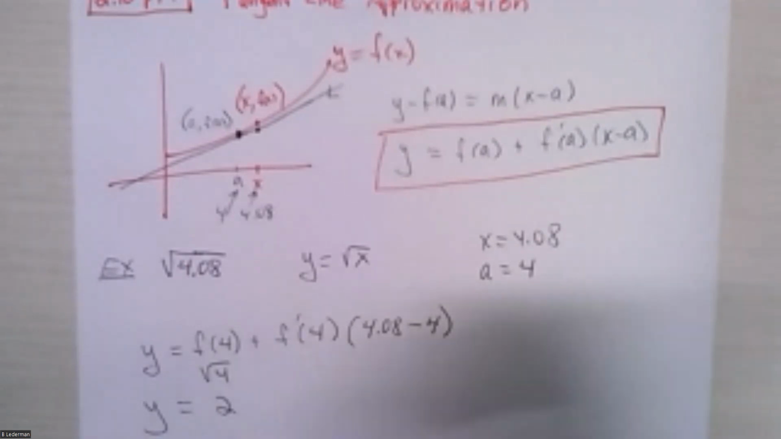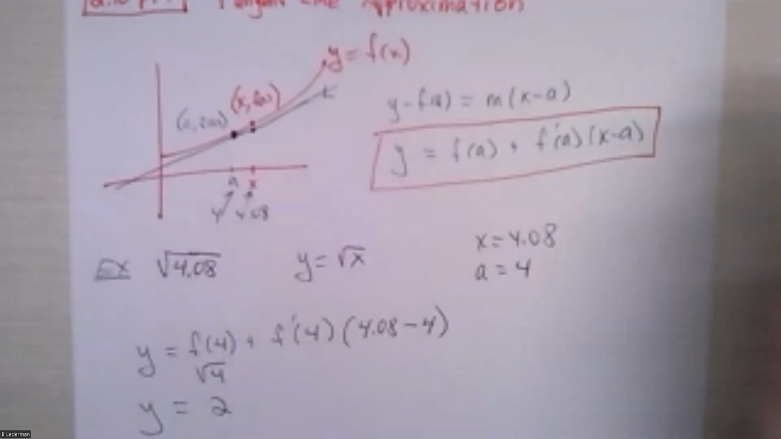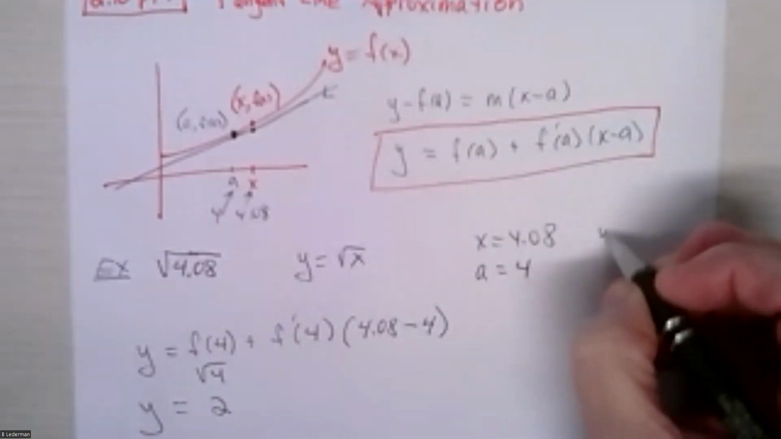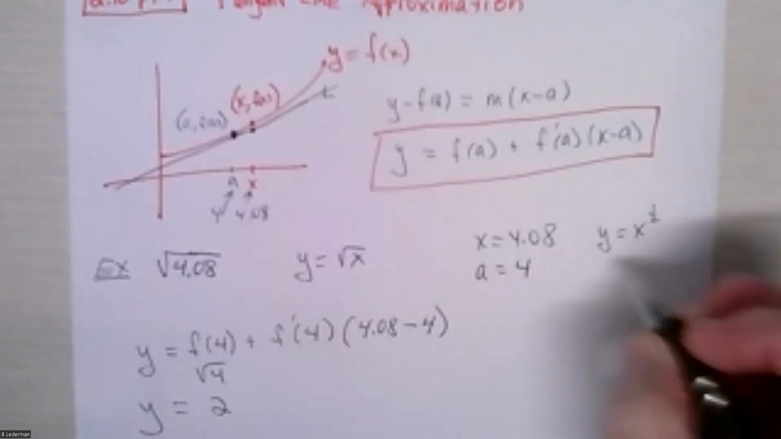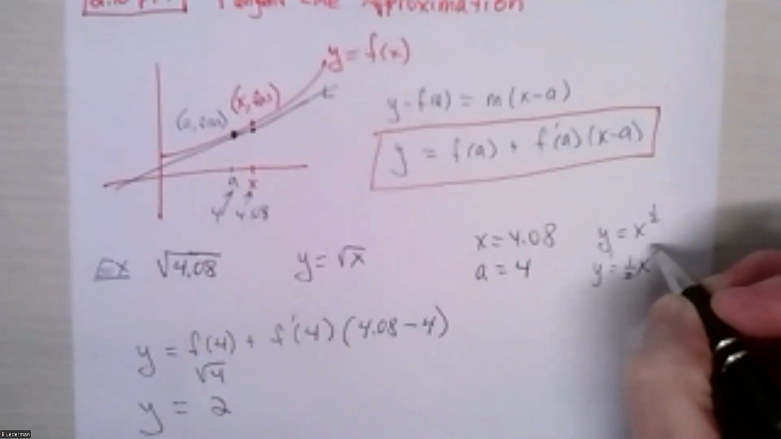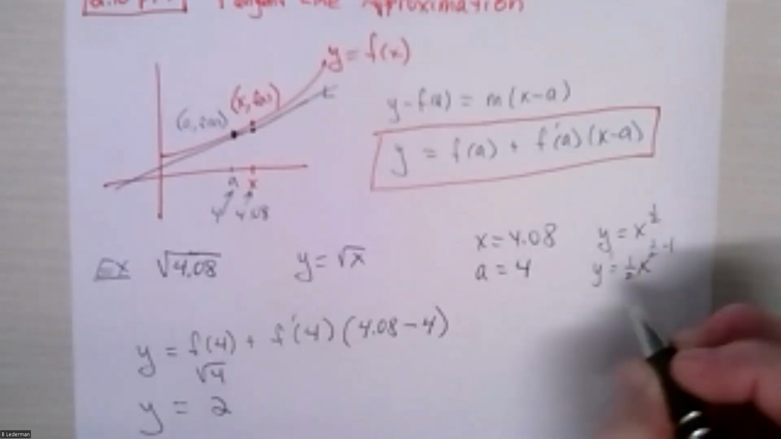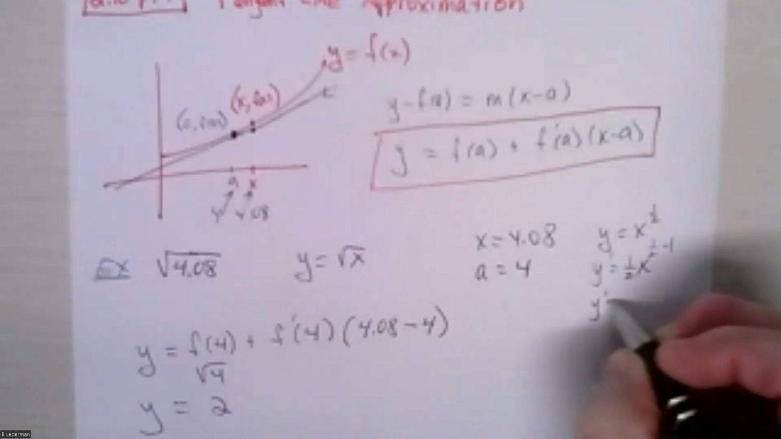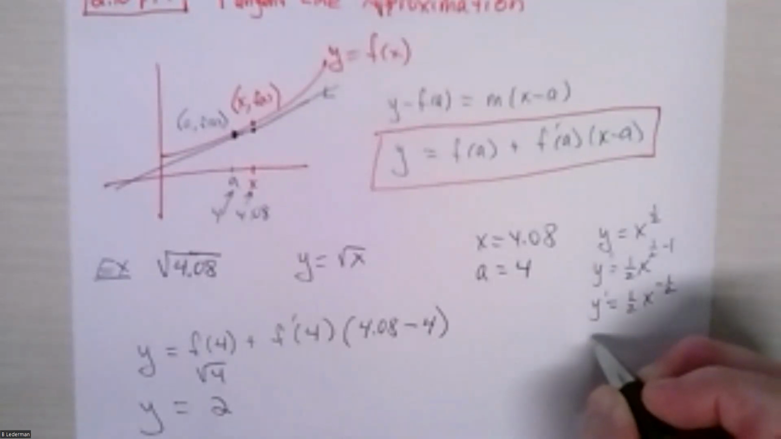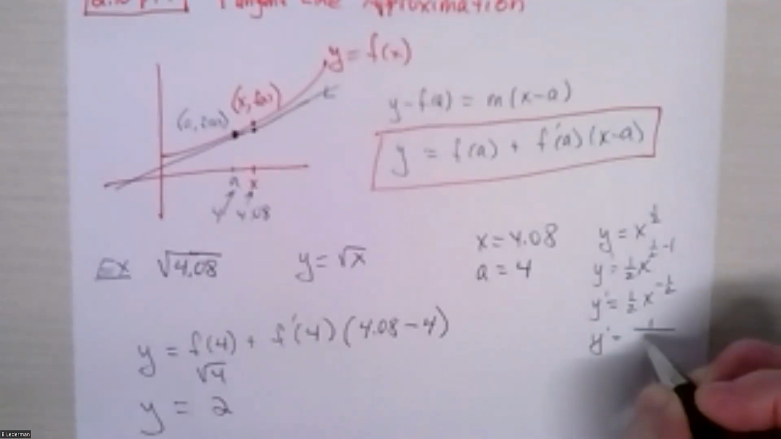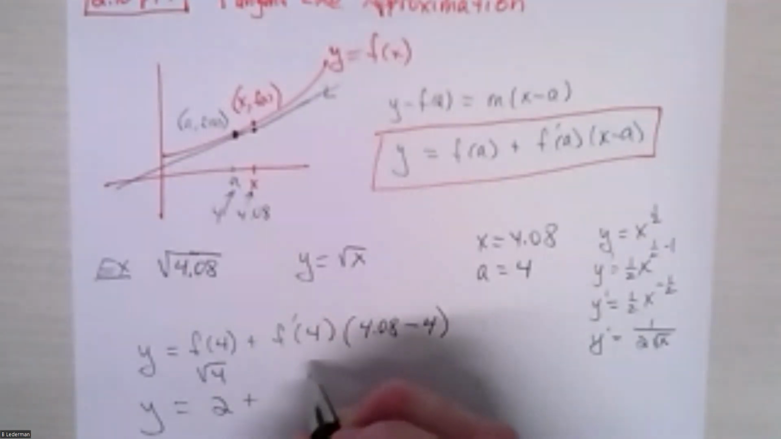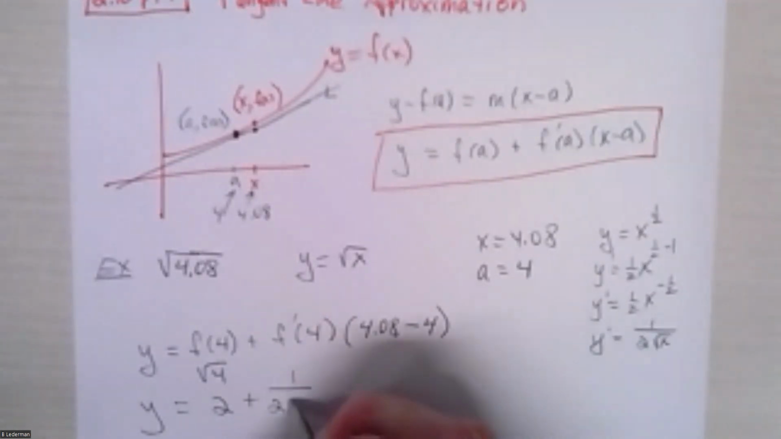But what is f prime of 4? Well, that's where calculus comes in. So using some calculus, we know that if y equals the square root of x, if y equals x to the 1/2 power, y prime equals 1/2 x to the 1/2 minus 1 power, which is, in other words, y prime equals 1/2 x to the negative 1/2 power, which is the same thing as 1/2 radical x.